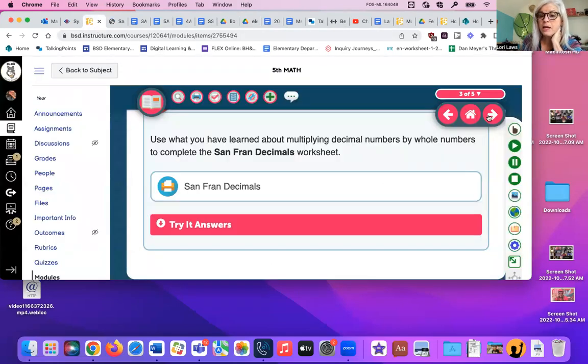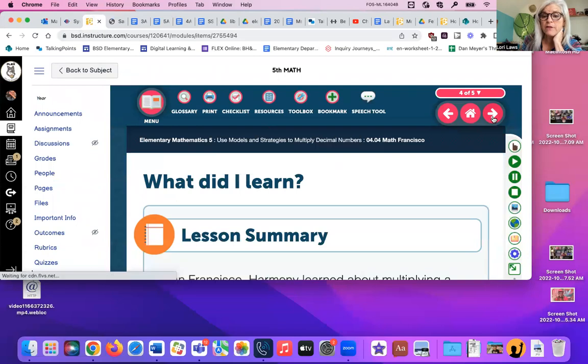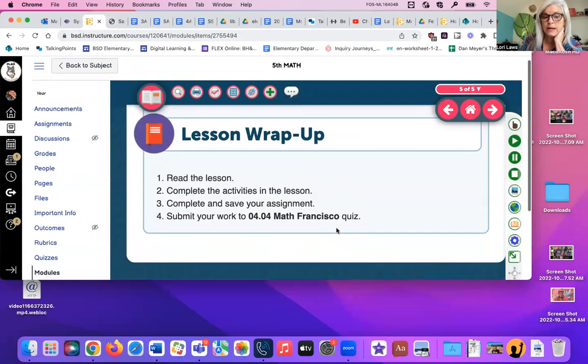After you do that page, you're going to go on to page 4 and page 5, and page 5 is actually a quiz this time. So you just do the quiz. So that's the first thing I want to talk about.